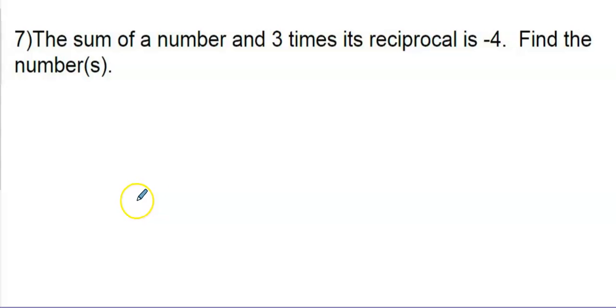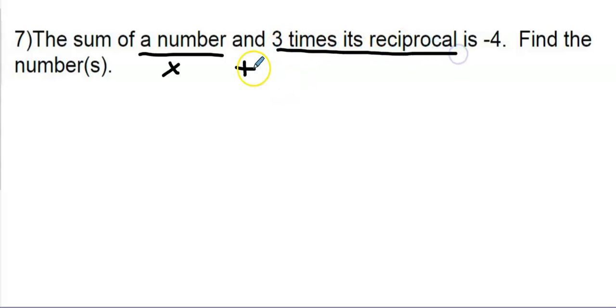Okay, so let's see. A number, this is x, plus 3 times its reciprocal. 3 times 1 over x is 3 over x. And we'll put the -4 over 1. So there's my equation right there.